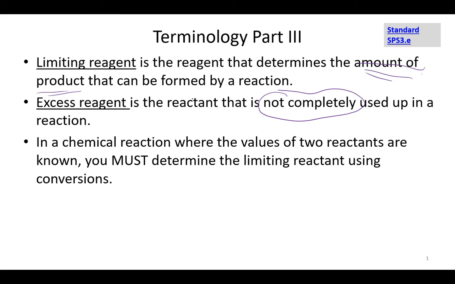So in a chemical reaction, you have to know the values of the two reactants, if they are known. So I know how much I'm starting with for two things, and I've got to figure out, using my dimensional analysis, how much product I'm actually going to be able to make. Whichever one makes the least amount of product, that substance that started that calculation is the limiting reactant.